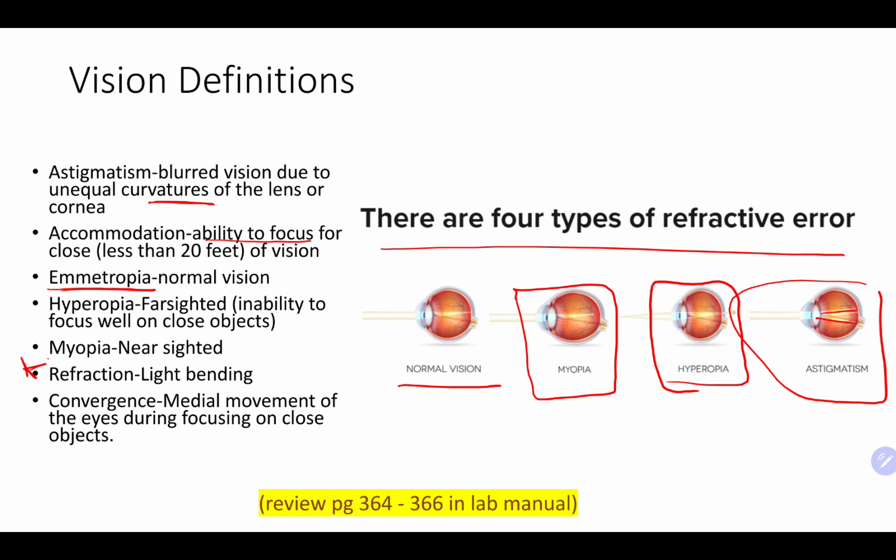Also understand the definitions of refraction and convergence, especially refraction. Refraction is basically light bending. Whenever light goes through a certain medium, such as air or water, it actually bends, okay? And then of course, convergence is just that medial movement of your eyes during focusing on close-up objects.